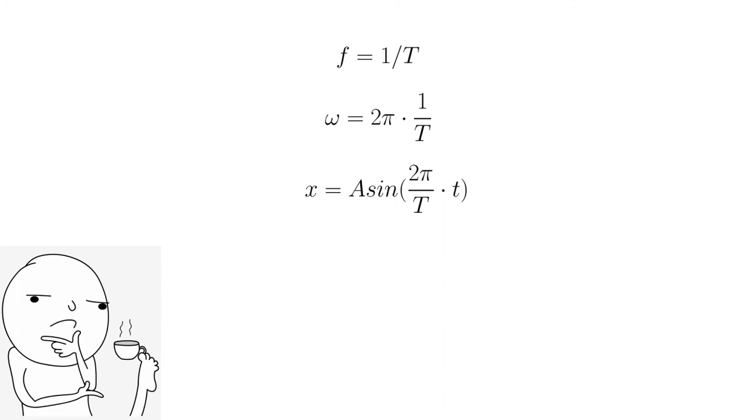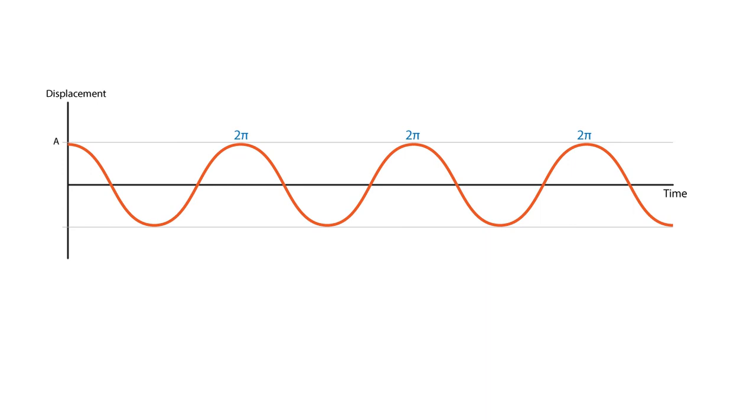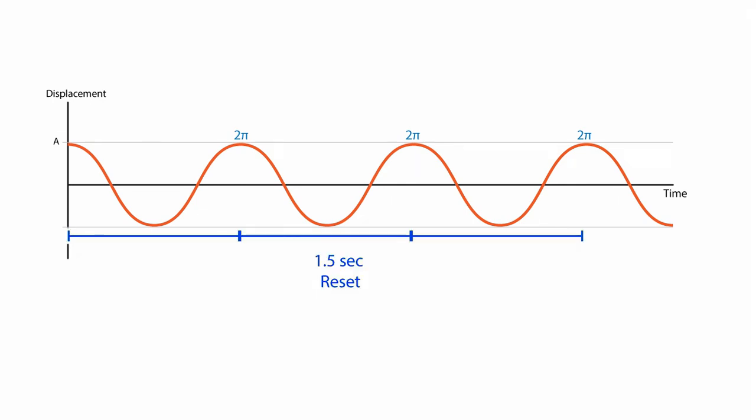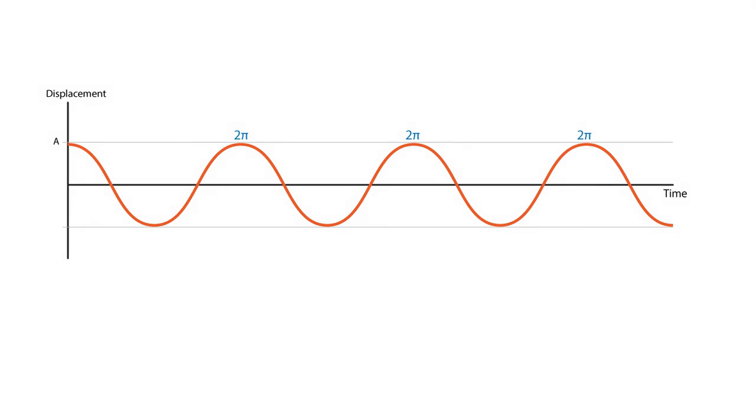So what this says is every time the time becomes a multiple of time period, like 0.5 seconds or 1 second, the graph will reset, as in it will have completed one complete oscillation. So right there, every 0.5 seconds, the graph resets. So 1 second passed, the graph resets. 1.5 seconds passed, the graph resets. And this is because this oscillation has a time period of 0.5 seconds.